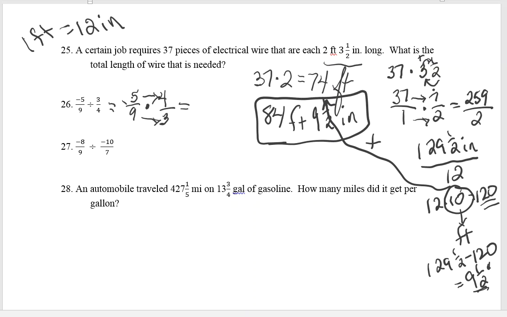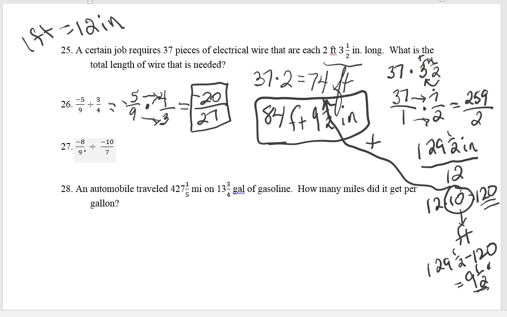-5 times 4. I have a negative times a positive. They're different, so it's negative. 5 times 4 is 20. Positive times a positive, they're the same, so the bottom's positive. 9 times 3 is 27. Does anything go into 20 and 27 besides 1? Definitely not. So that's your final answer.